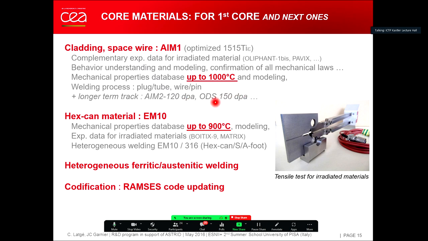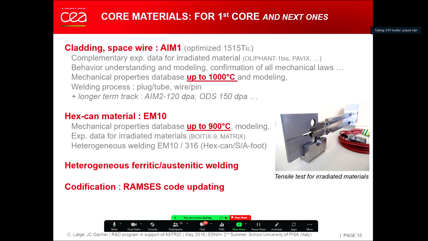And for the future, there is the so-called ODS, oxide dispersion strengthened steel. This is a specific technique to produce these steels, which are maybe more favorable with regard to swelling, for example. The target was 150 dpa. About the wrapper can material, you know that the pins are inside a hexagonal can.